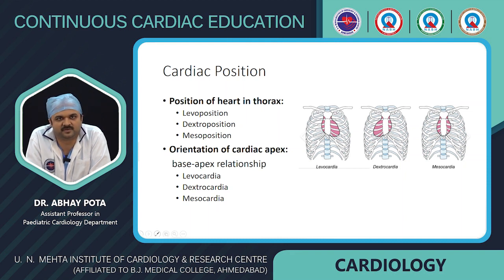While this is the position of the heart, the orientation of the cardiac apex is determined by the base-apex relationship of the heart. Levocardia means that the heart is oriented with the base at the right shoulder and the apex towards the left anterosuperior side. The inverse of that is dextrocardia, that is, the base is on the left side and the apex is on the right side, and a midline heart is mesocardia.